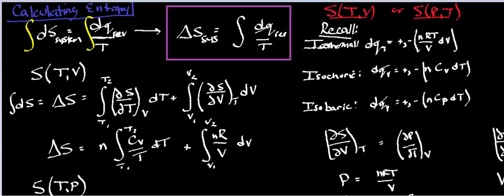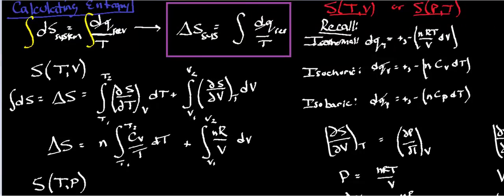Now, in order to determine ultimately which one of these functions to use, we're going to have to know: is it isobaric, isochoric, or isothermal? One thing to remember with each of these: for isothermal, delta T is 0. For an isochoric process, delta V is 0, and for an isobaric process, delta P is 0. So keep those in mind.